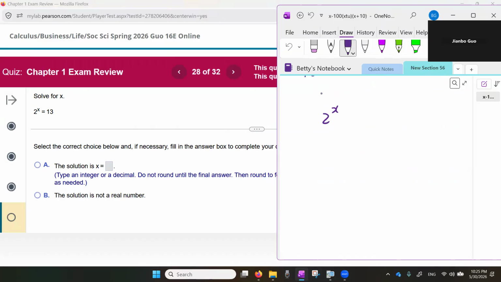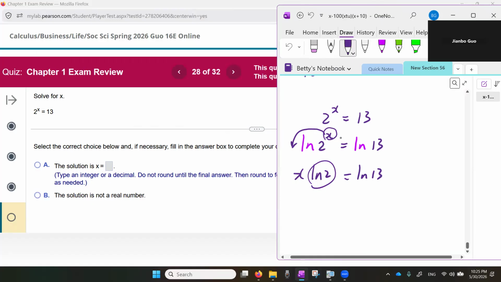Next, question number 28. This is from the review chapter, right? 2 to the power of x equals 13. We're going to apply ln on each side: ln 2 to the power of x equals ln 13. By the power rule, which you took in pre-calc maybe, or functions, the exponent in the argument can be taken outside in front of ln 2. And you have ln 13. Ln 2 is just a number, and you divide each side by ln 2, cancel. You have x equals ln 13 over ln 2. And use a calculator.